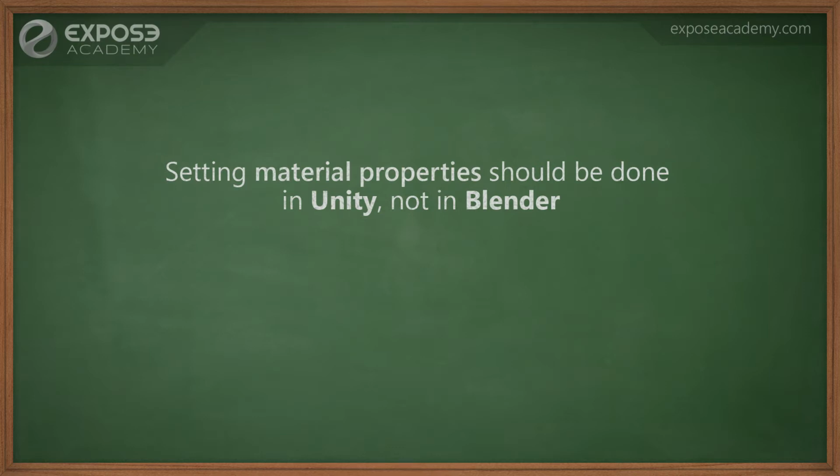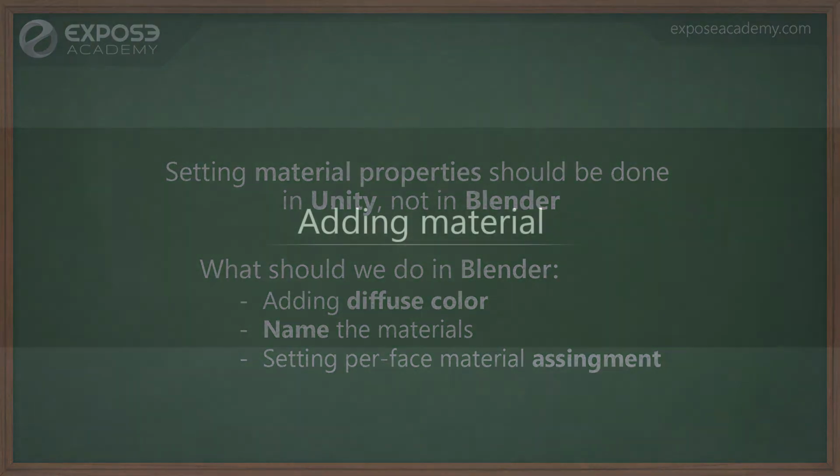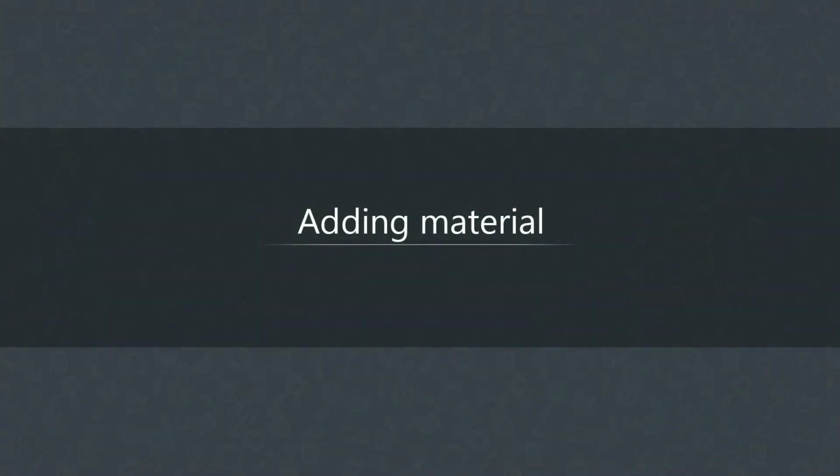What we need to do in Blender, however, beside the diffuse color, is naming the materials and defining material slot assignment to the faces of our object. This is because Unity doesn't have any capability to assign material per face. So again, you need to do this in Blender before exporting it to Unity.